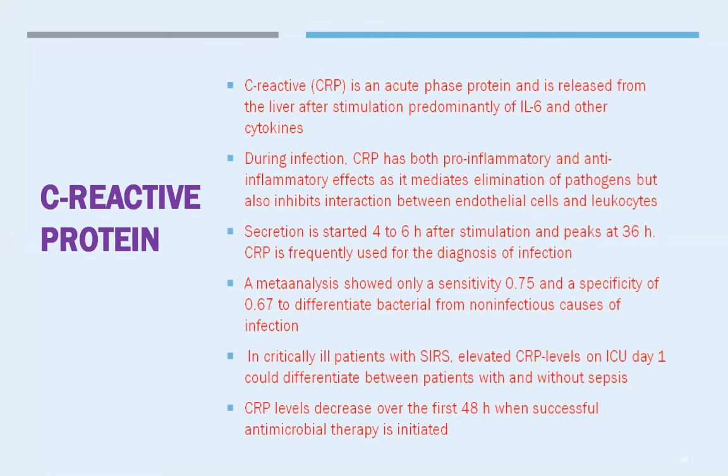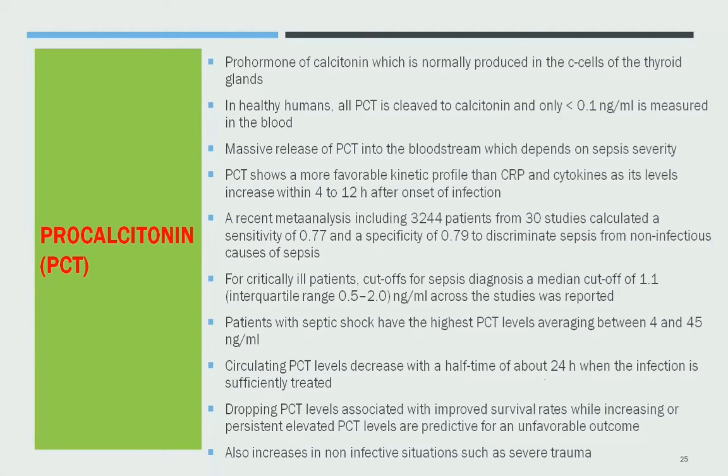A meta-analysis showed a sensitivity of 0.75 and specificity of 0.67. In critically ill patients with sepsis, elevated CRP levels on ICU day 1 could differentiate between patients with and without sepsis. CRP level decreases over the first 48 hours when successful antimicrobial therapy is initiated. So that was about C-reactive protein. It's commonly used as a biomarker of sepsis.